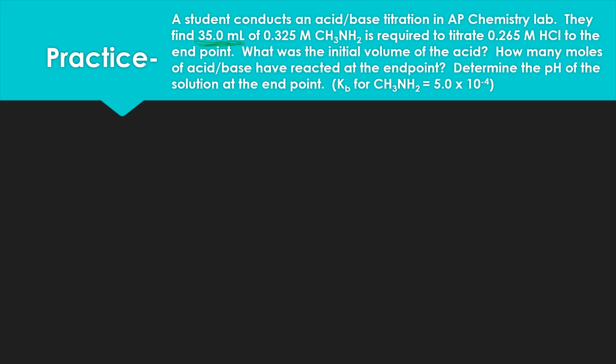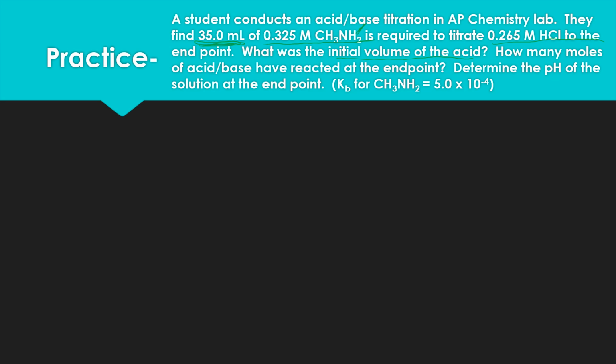35 milliliters of 0.325 molar CH3NH2. So we can see that with CH3NH2, it's got that NH group. That's a really good indicator that that's our base. So we've got a volume and molarity of our base is required to titrate 0.265 molar HCl to the endpoint. Okay, so we've got a molarity of our HCl. We want to know the initial volume of that acid. We can tell that the HCl is our acid. It's one of our strong acids. So we don't have to worry about figuring out who's strong or who's the acid, who's the base. We know which one's strong.